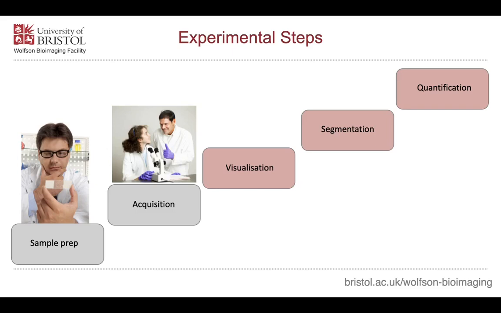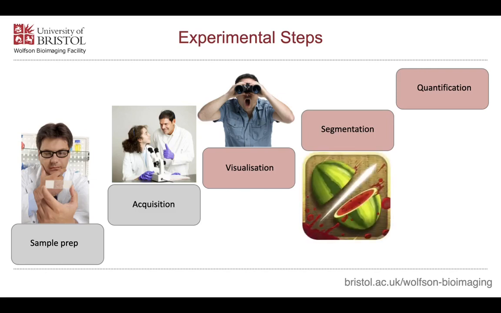Then we get into more of the image processing steps. So the first step really is to adjust the visualization settings, so adjusting things like brightness and contrast and things like that. And if you get that right, you might look as excited as this guy here. He's obviously seen something he's pretty excited about.